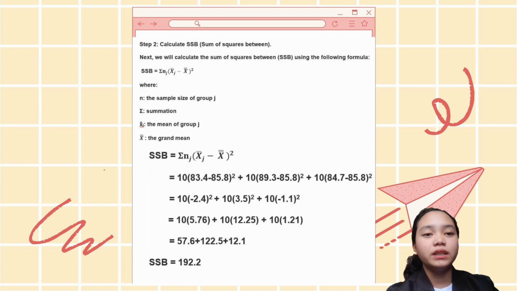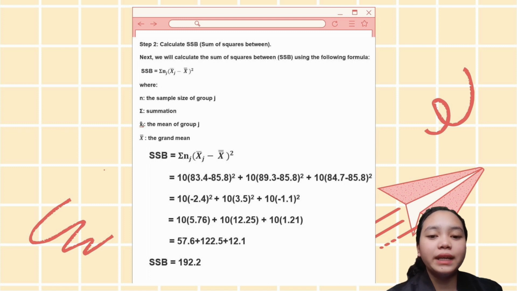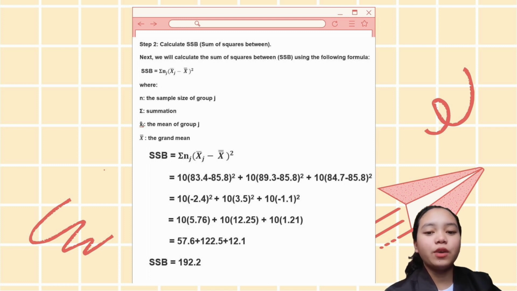Now we will square the values inside the parentheses. Negative 2.4 squared equals 5.76. 3.5 squared equals 12.25. And negative 1.1 squared equals 1.21. Which gives us 10 times 5.76 plus 10 times 12.25 plus 10 times 1.21.